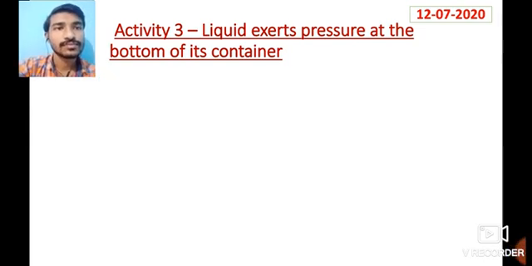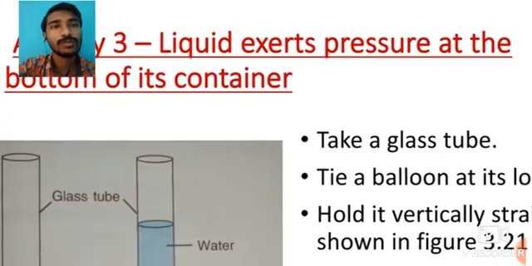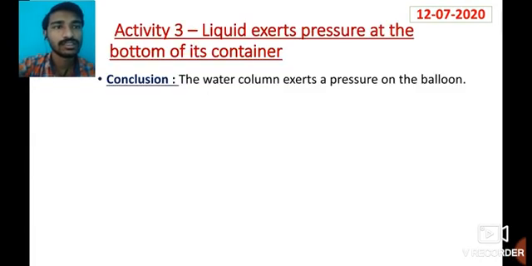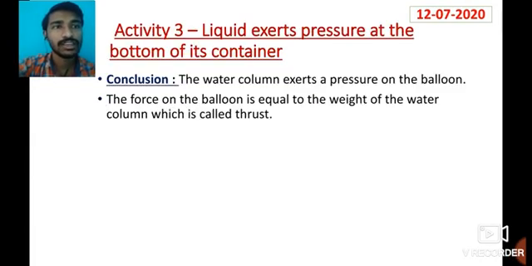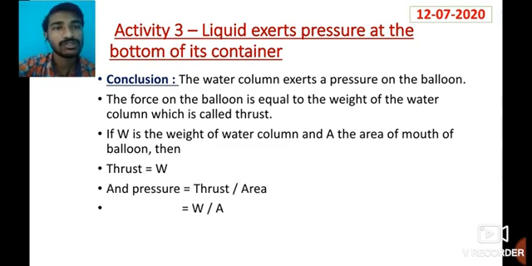Here the force on the balloon is formed by this water. So it is equal to the weight of the water inside that glass tube. We will call that thrust. So if W is the weight of the water column and A is the area of the mouth of the balloon, then we have the formula for thrust.